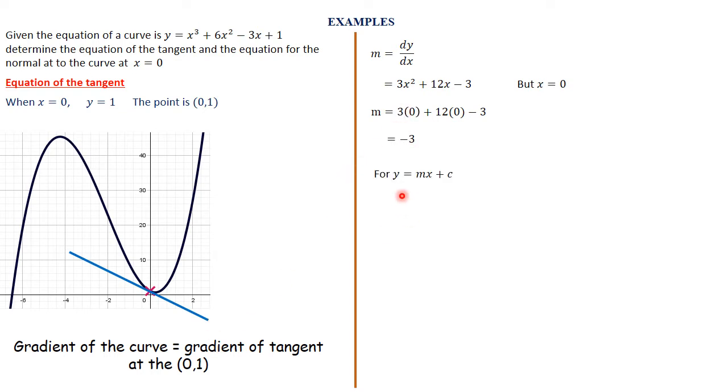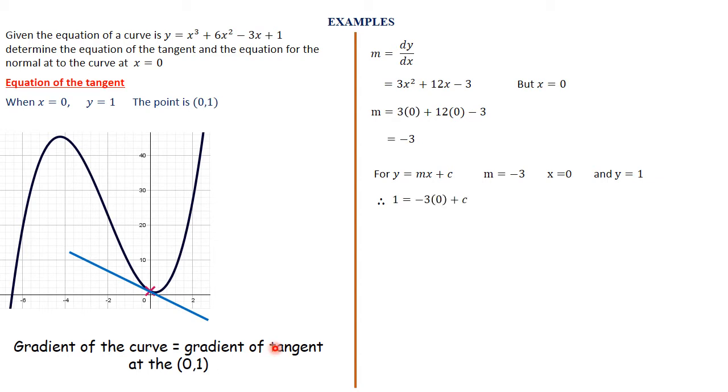Now, for y = mx + c, we know that m will be negative 3, x is equal to 0, and y is 1. Let me define that. This is the equation of a straight line, which we're going to look at for the particular tangent. The m is what we've just gotten, negative 3. x is the x coordinate, and y is the y coordinate, which are 0 and 1 respectively.